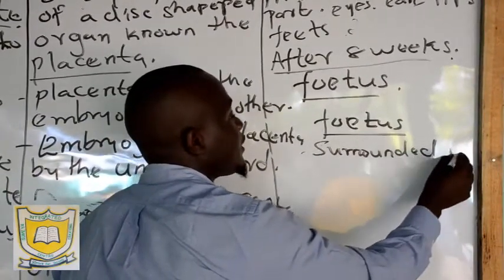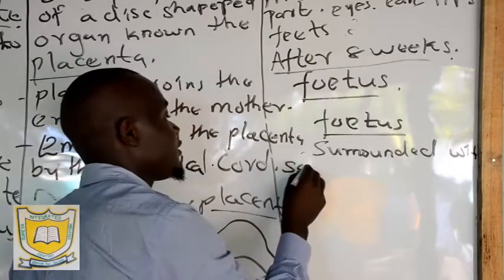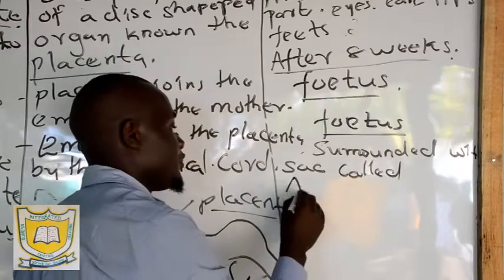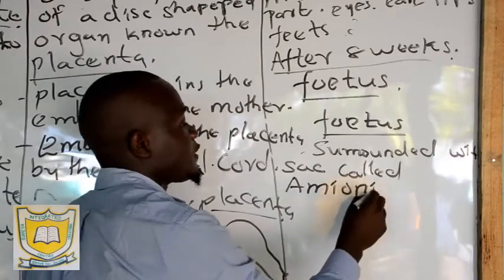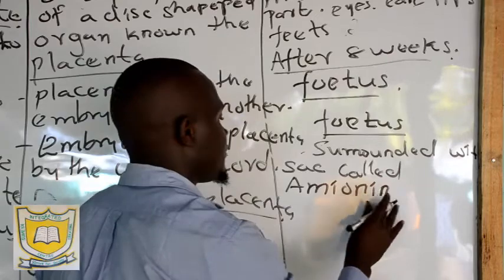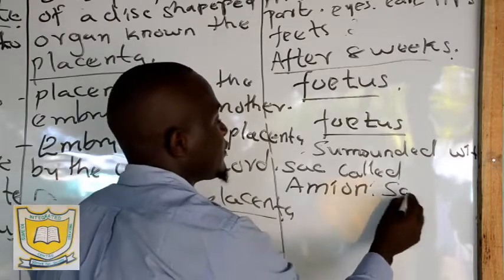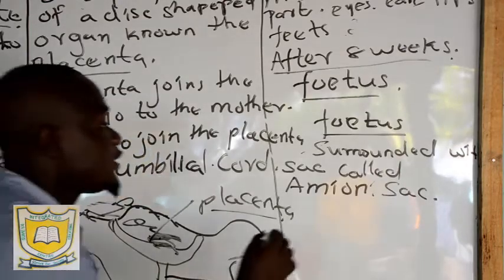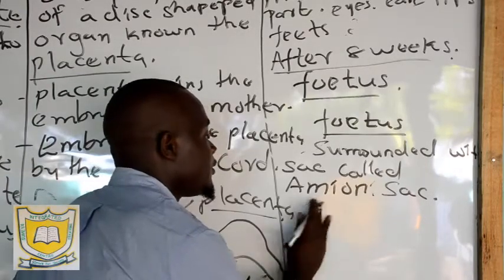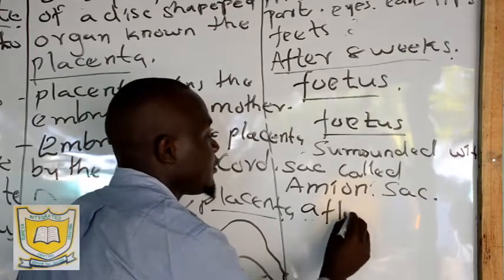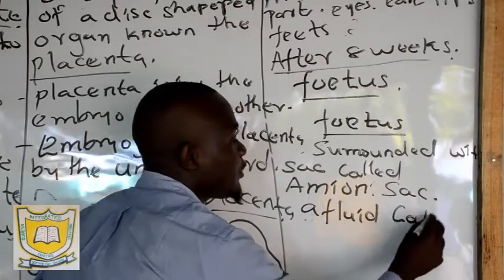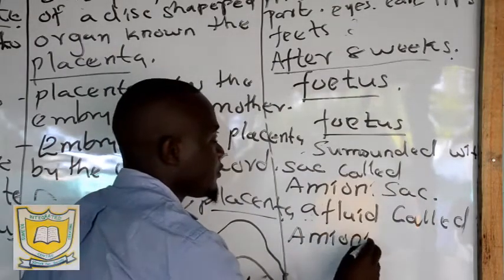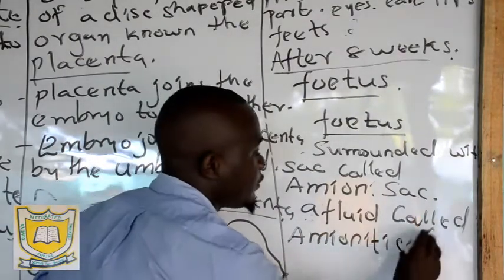The fetus is surrounded with a sac called the amnion. That's the amnion sac. And inside the amnion sac, we have what we call the amniotic fluid. We have a fluid called amniotic fluid.